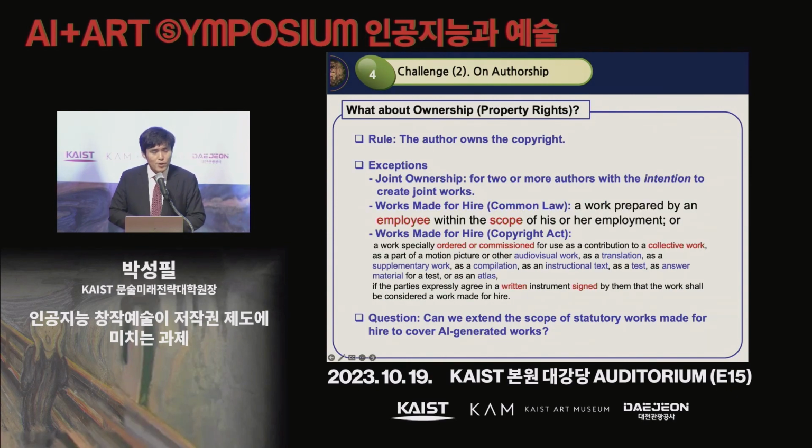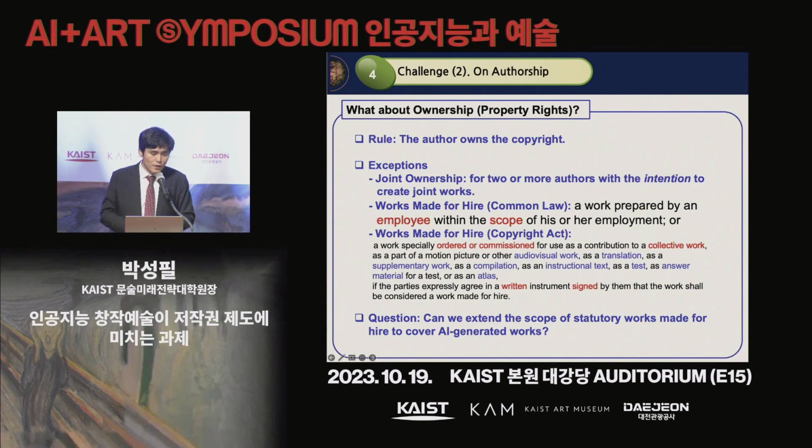Okay, about the ownership, the property right issue. Simply put, the author owns the copyright. So in many cases, the author is the owner of the copyright. Sometimes it's called copyright holder or copyright owner, the same thing. Well, there are some exceptions, like joint ownership. If there are two or more authors with the intention to create joint works, for example, Professor Lee and Professor Searle collaborate and create something with that intention, then they are joint authors. So two authors.